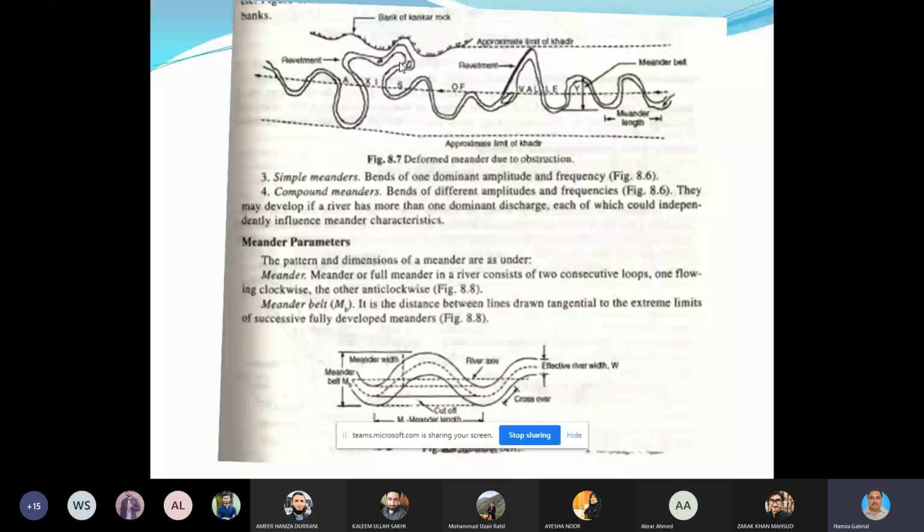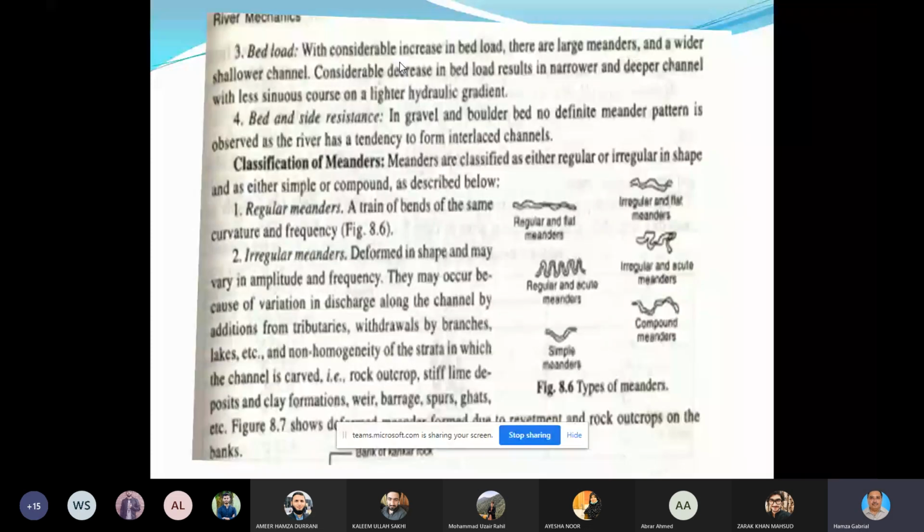Then we classify the meanders as simple meanders. Simple meanders are those which have bends of one dominant amplitude and frequency. So I will go back to the figure. Here you see a simple meander, with one dominant curvature and frequency. Those will be termed as the simple meander.